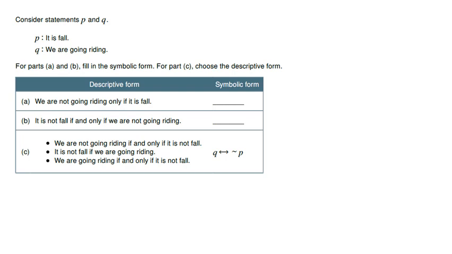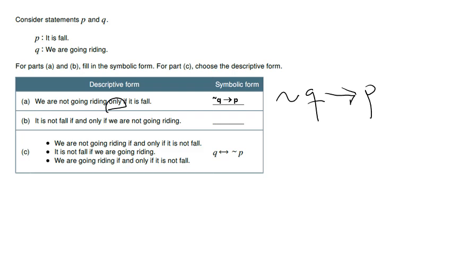Letting P represent it is fall. Q represent we are going riding. Our descriptive form, we are not going riding only if it is fall. Only if it is fall. Well, this is a tricky one because it's an if statement. Because if we don't go riding, it has to be fall. Because of the word only. So, if we are not going riding, it must be fall.